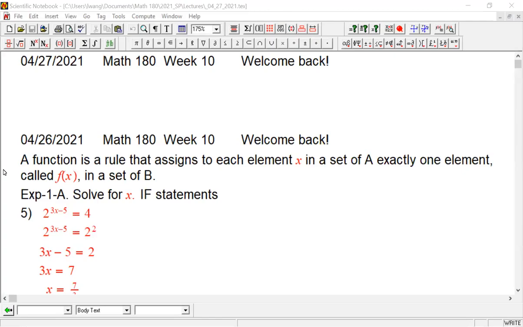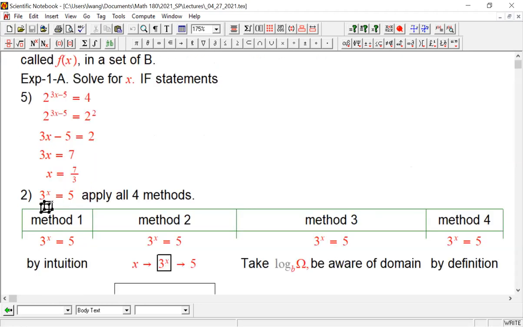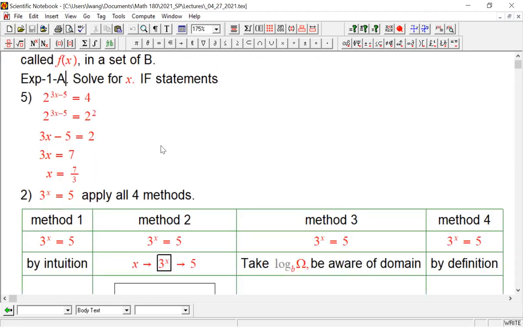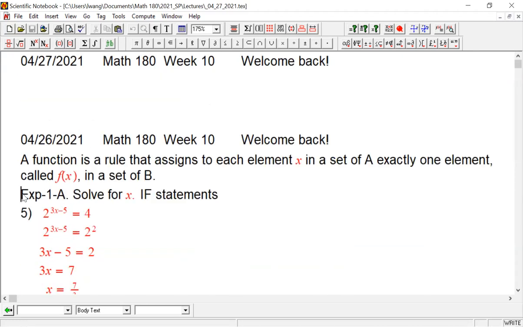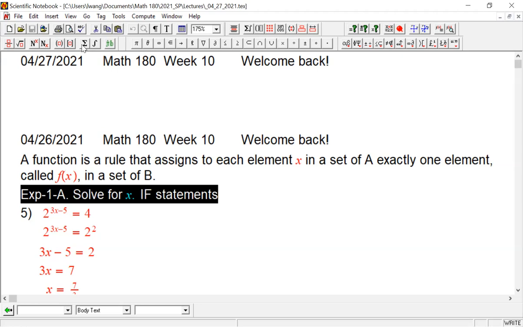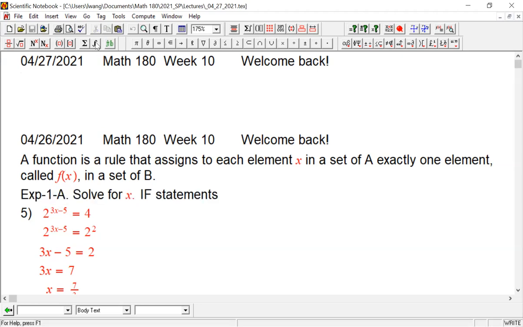Well, last time we were talking about solving equations of exponential functions. And today we're going to continue on that. We left off at number 5, exp1a. And we understand these are if statements, and we had 4 ways to solve it.